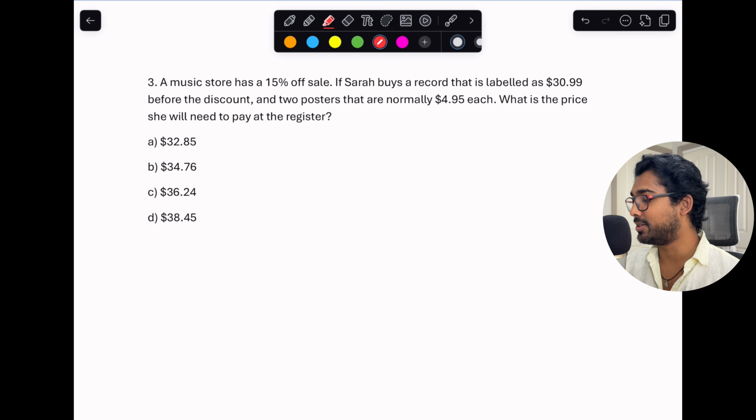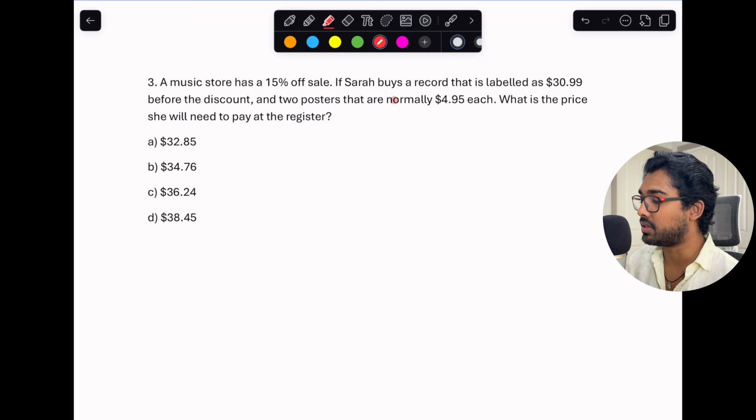All right, how do we go? Let's go through this one together. So we're given the fact that we have a 15% off sale in the music store, and we're told that Sarah buys something labeled at $30.99 before the discount, and then something that is normally $4.95. What this tells me is that this $4.95 is included in the discount as well. It's implied that it's included in the discount.